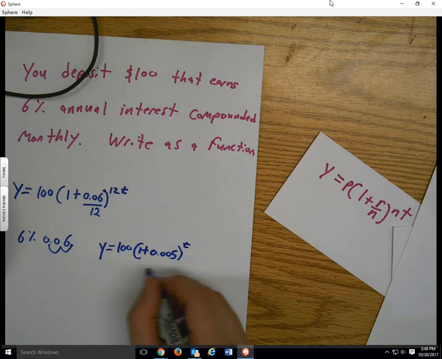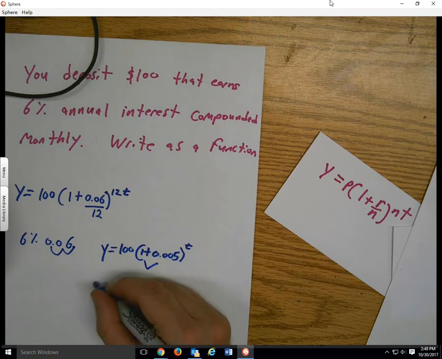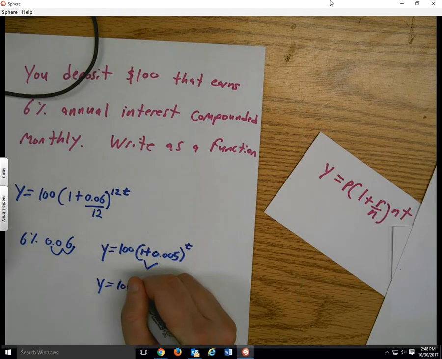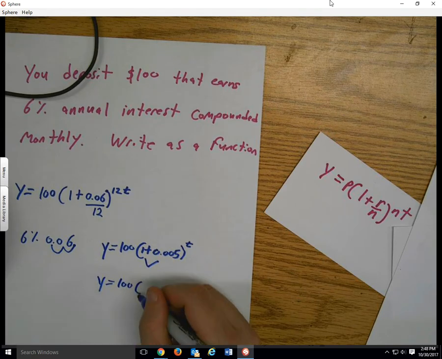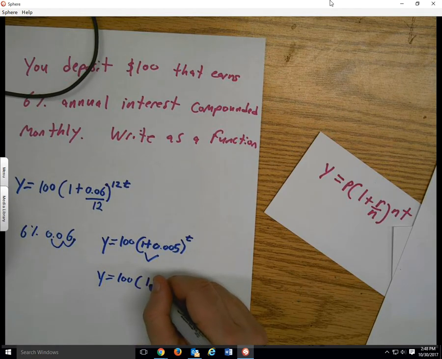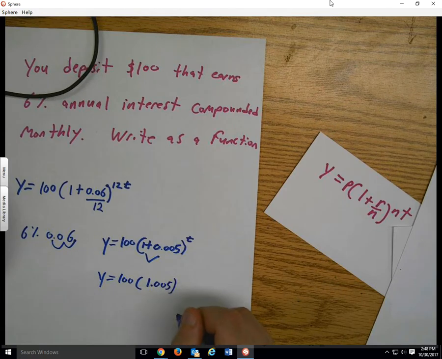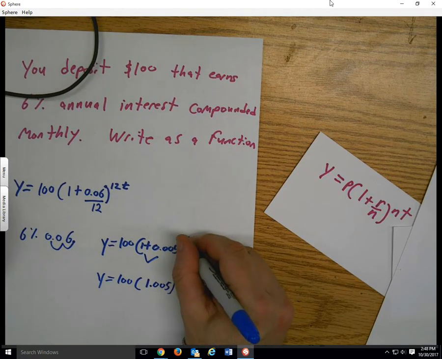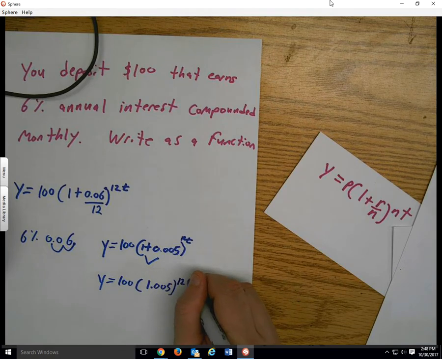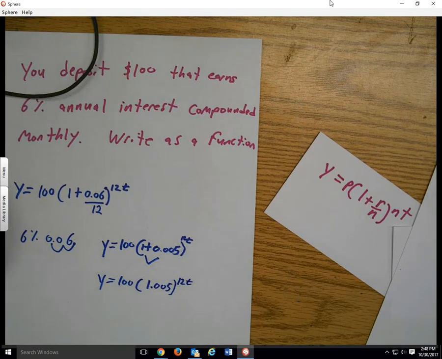Well, then you need to just add the parentheses. So it would be y equals 1.005, and I'll put the 12 up here, 12t. And that would be the formula. That would be the setup.